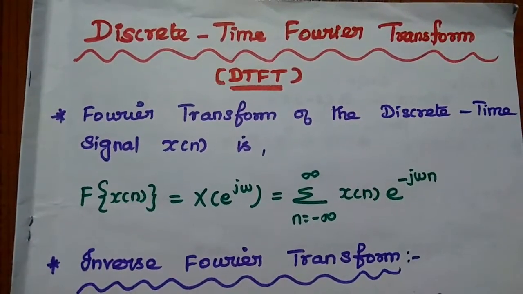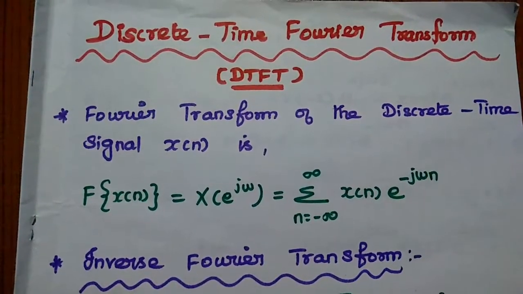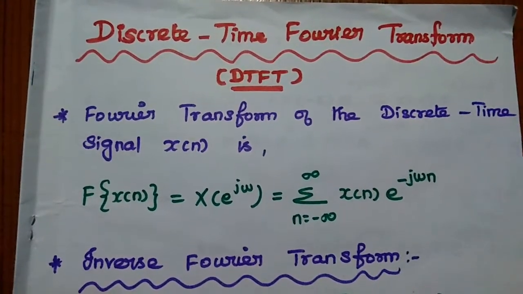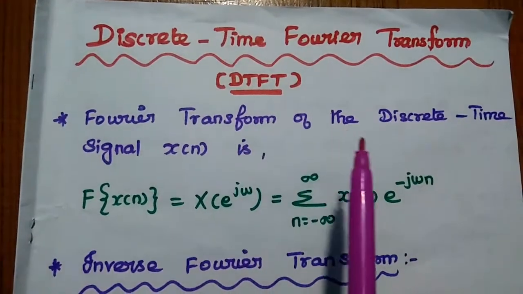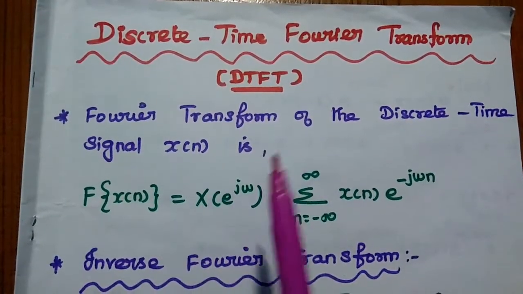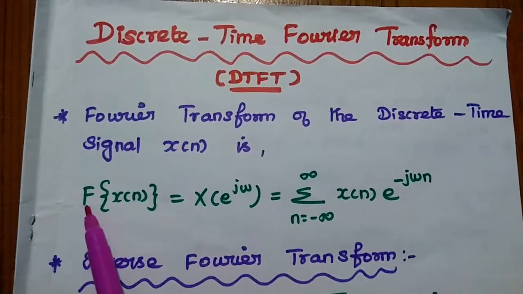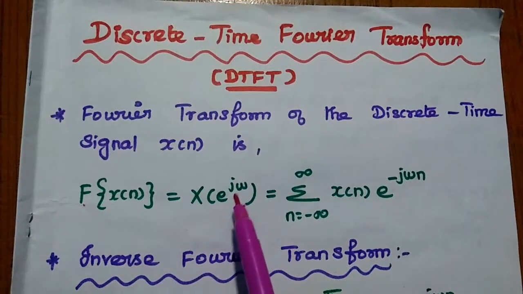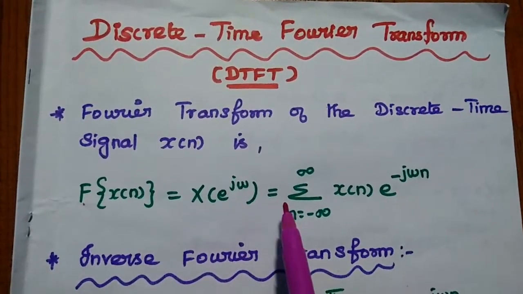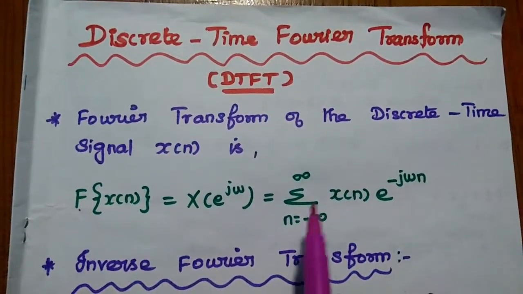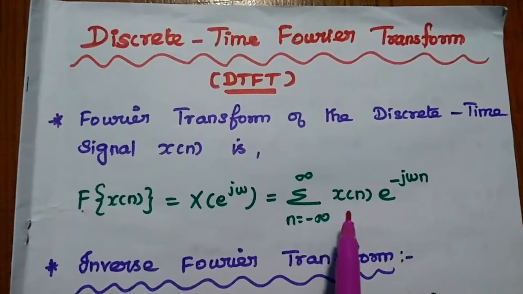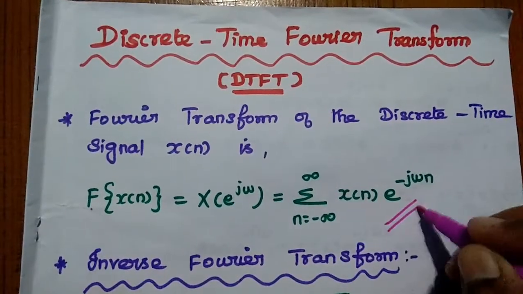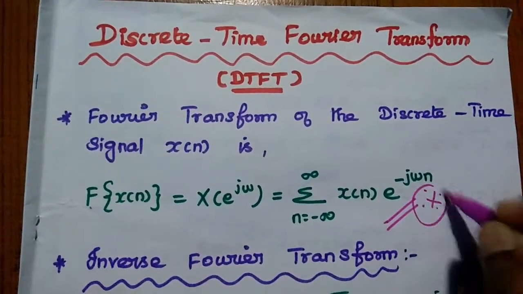Let's start with the overview of discrete time Fourier transform and the key points which are mainly used to solve MCQs. So the Fourier transform of the discrete time signal x of n is given like this. Fourier transform of x of n is given as X of e power j omega, that is equal to summation n is equal to minus infinity to infinity x of n e power minus j omega n. So this is the formula for discrete time Fourier transform.